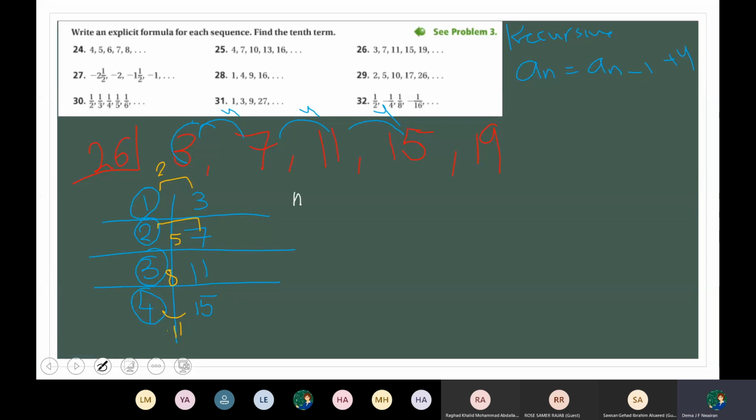The first one, it is n plus 2. The second one, it is n plus 5. The third one, it is n plus 8. The fourth one, it is n plus 11. Is it fixed? Is it the same? No, it is not. But there is a sequence. It is constantly being added by 3.